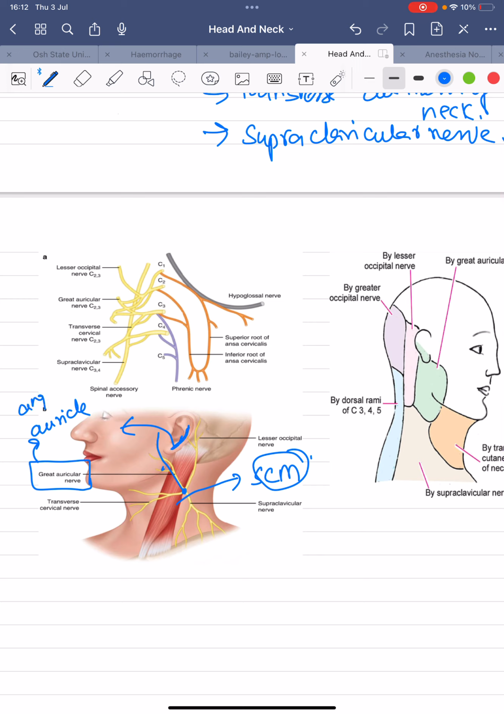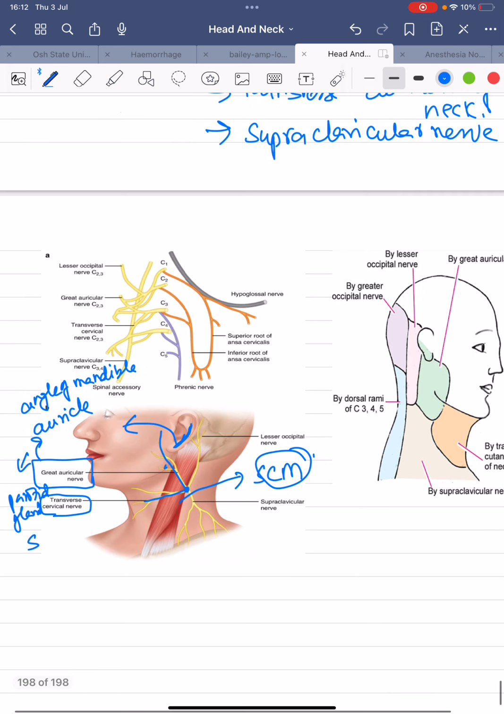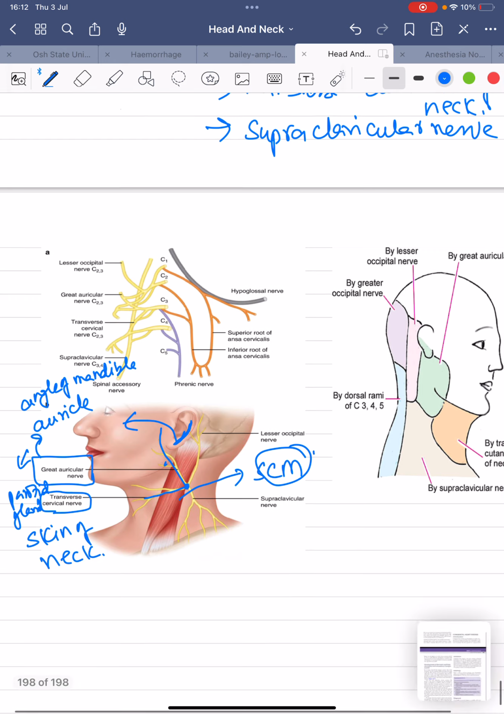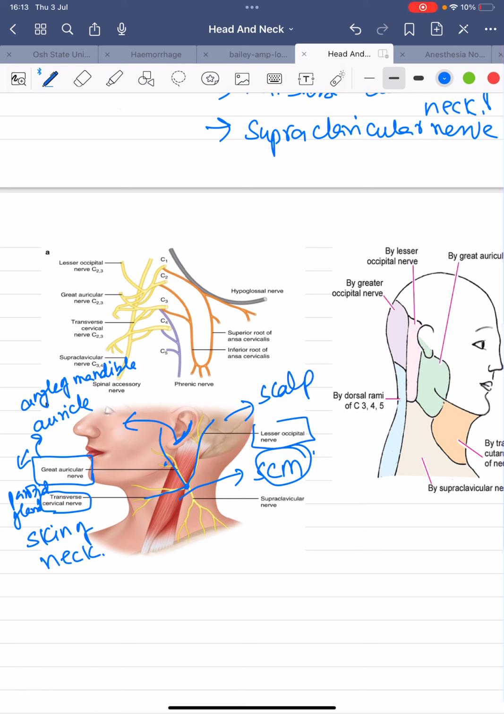Okay, angle of the mandible, and to the parotid gland also. Skin of the parotid gland. Transverse cervical nerve, this one, it is innervating your skin of the neck region. Lesser occipital nerve, it is going behind and innervating the back part, scalp region. And then this part, this is the supraclavicular nerve, which is innervating the upper portion of this supraclavicular region.